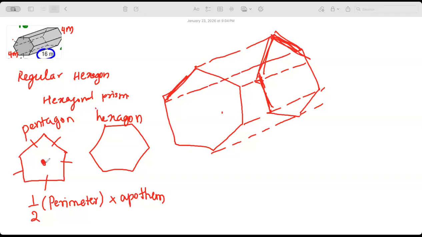What is this apothem? Apothem is the perpendicular distance from the center to one of the sides. This is called the apothem of a polygon. Any question? That's the apothem. Half times perimeter times apothem is the area of a polygon. Now, what is the area of the hexagon here? Any thoughts? Because otherwise we can't calculate the total surface area.